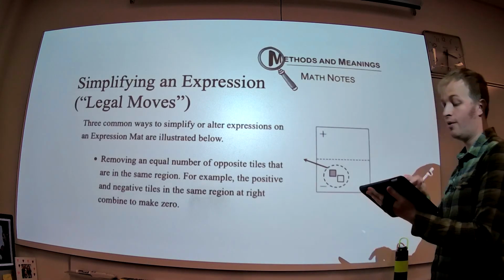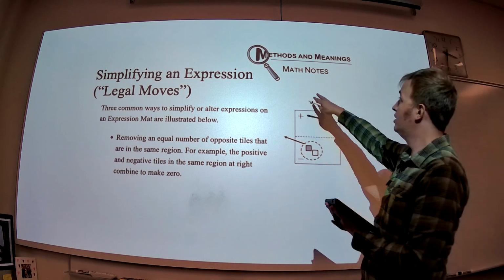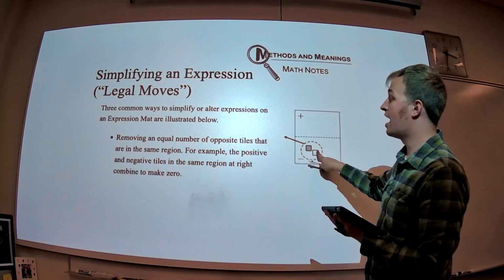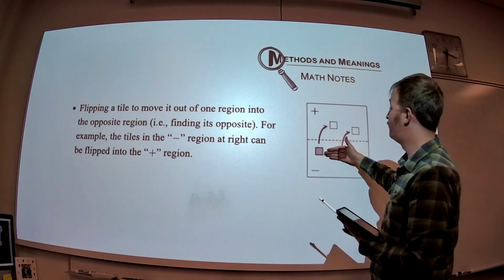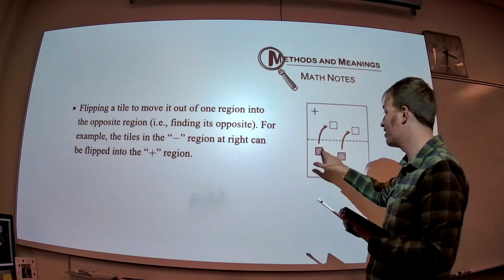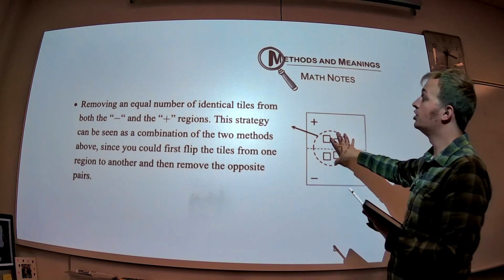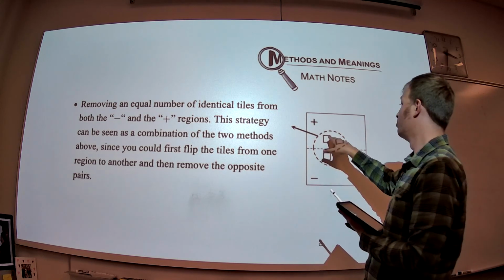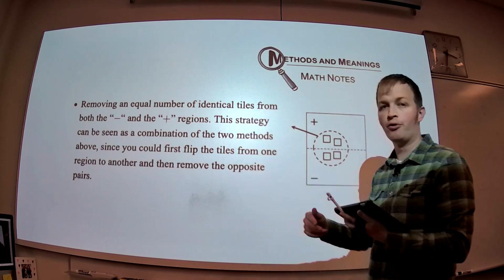Okay, the last thing that I want to point out here, if you got confused when I was doing the legal simplifying moves, in your math notes, it's got all three of them well laid out here. So removing an equal number of the opposite tiles that are in the same region, this is one of the legal moves. Doing the flip, so moving something from the negative region to the positive by flipping it and changing it from a positive number to a negative number. This is the second note. And then the third thing is removing an equal number of identical tiles from different regions. So removing 2 negatives from the positive and 2 negatives from the negative region, and removing both of those. Those are kind of the three.